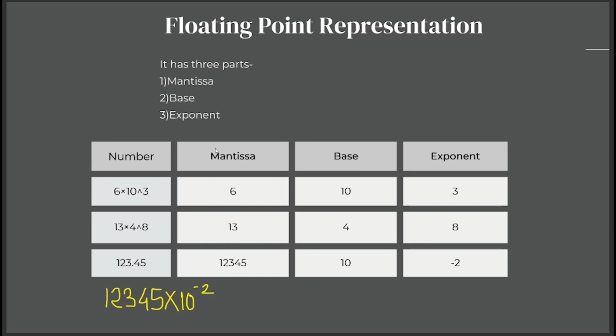Now if you see the third example, then it is slightly different. In this example, first you have to convert the given number into 10 to the power, and after doing this, the number looks like this. Now we can easily find out what is the mantissa, base, and exponent. So in example 3, the mantissa is 1, 2, 3, 4, 5, base is 10, and exponent is minus 2. So these are some basic terms that you need to know before learning floating point representation.